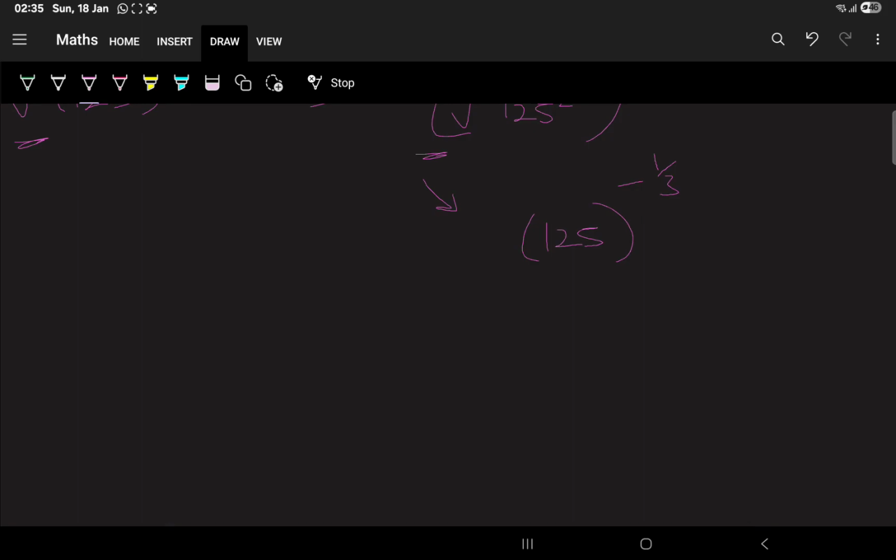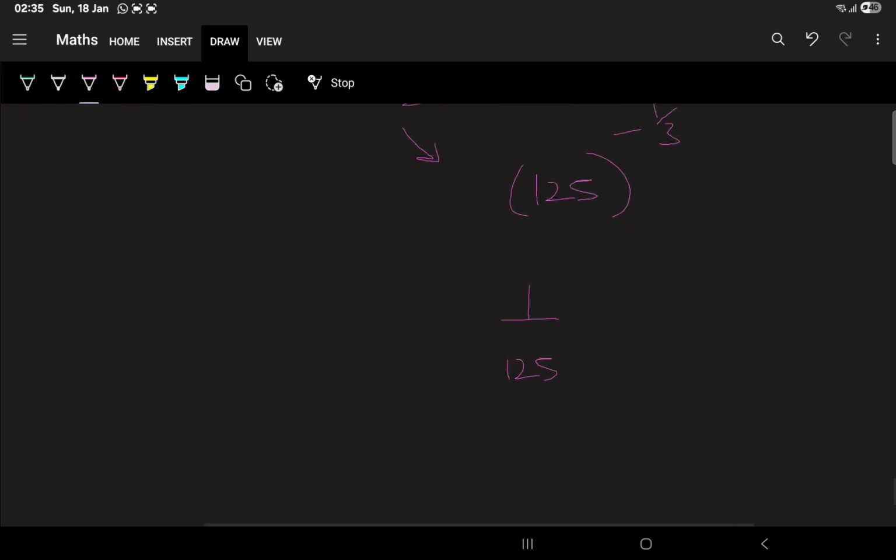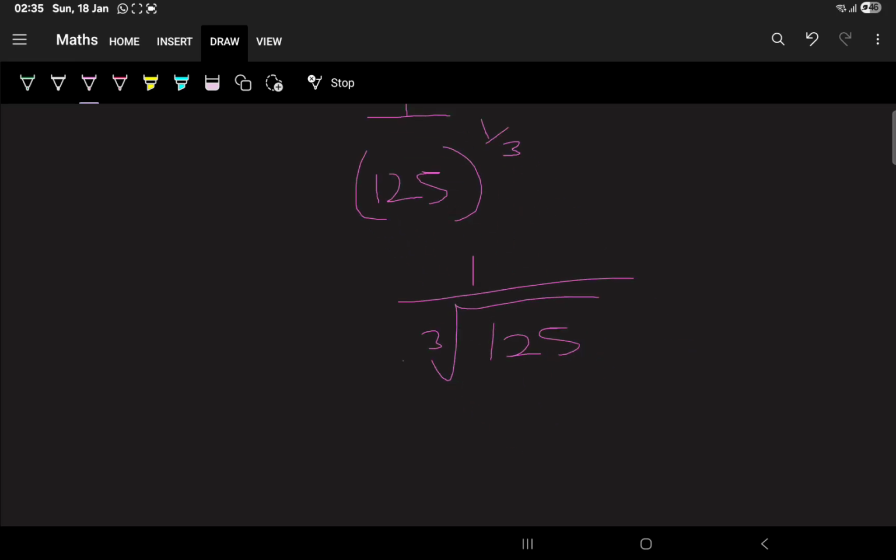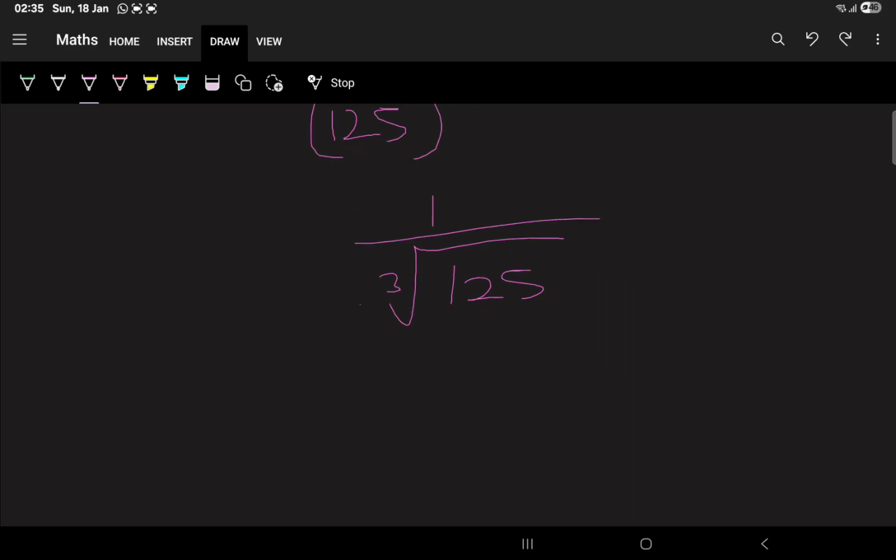Now, this is a negative index, so we take the reciprocal of the base, which in this case is 125, so 1 over 125, and we remember the index. This is a 3. Now this means cube root of 125, so this is 1 divided by the cube root of 125. The 3 here signifies the cube root. Now the cube root of 125 is 5, so this simplifies to 1 over 5.